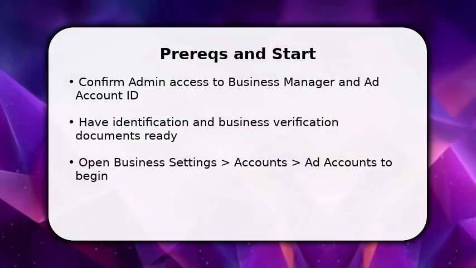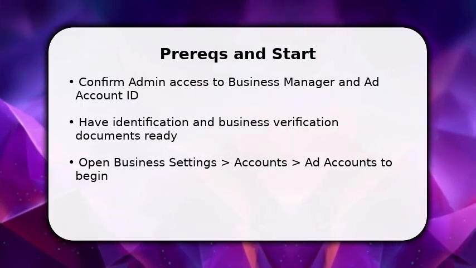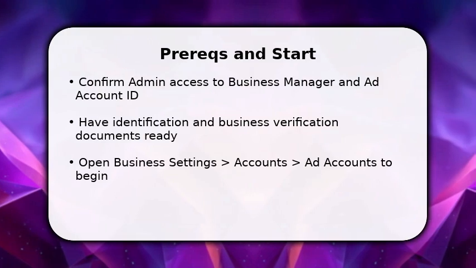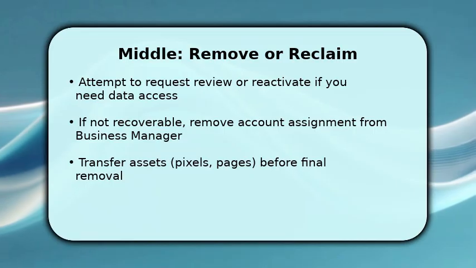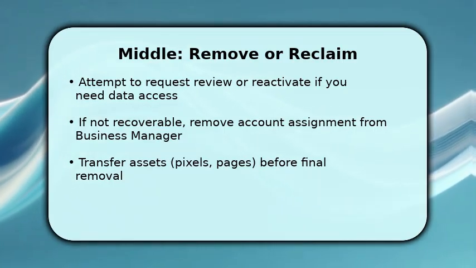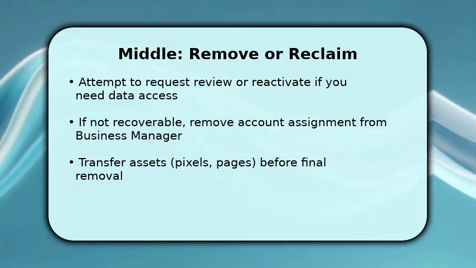Now select the disabled ad account in the list to access its settings and prepare for removal. You should first request a review or attempt reactivation if you need ad history or access. If review fails or you don't need recovery, remove the account assignment. Under the selected ad account, choose Remove from Business, confirm you understand financial and permission impacts, and proceed.